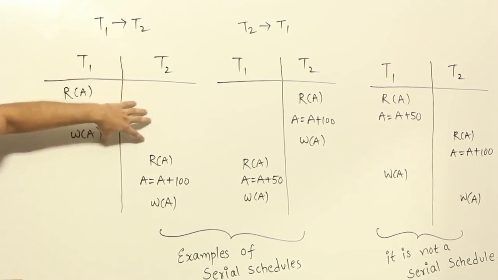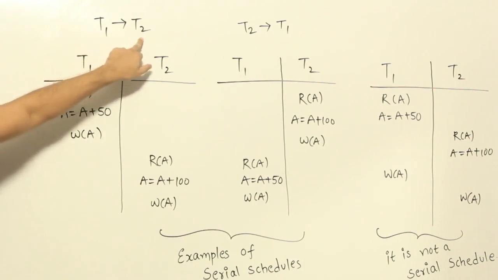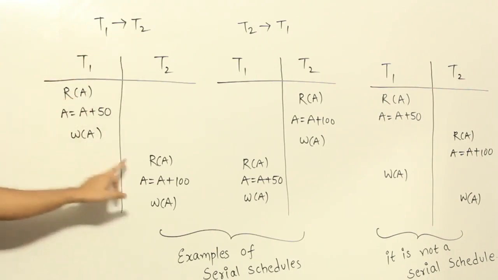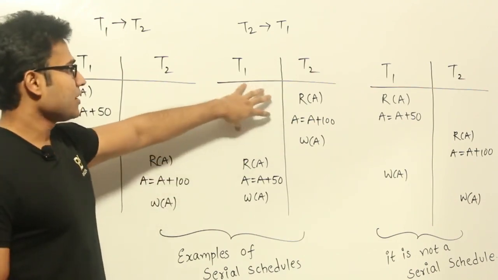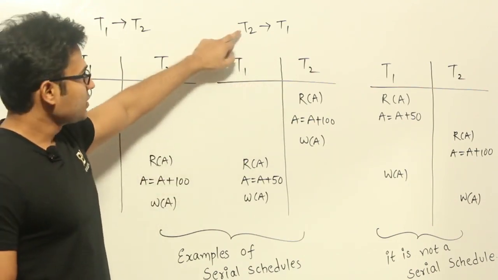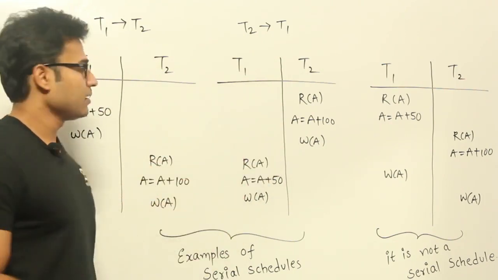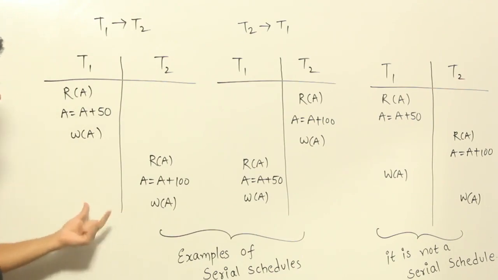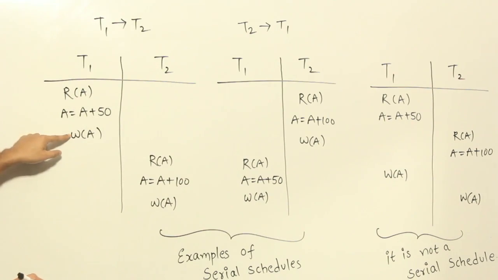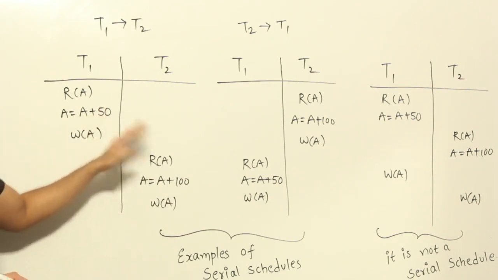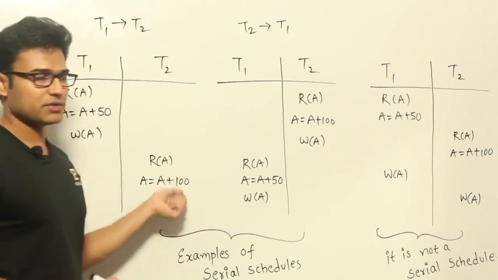Now this is a schedule in which I am finishing T1 first and then starting T2. And this is an example of a schedule where I am finishing T2 first and then starting T1. Since there is no interleaving, which means once I start a transaction I go till the end and only then go to the next one, you can call it a serial schedule. This is the example of a serial schedule.